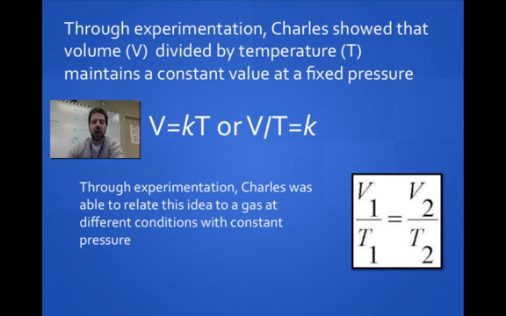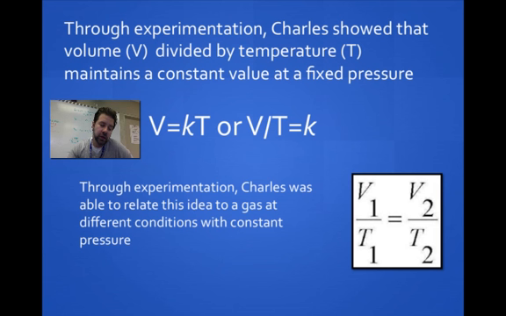So what we see is that Charles did a number of experiments, and he showed that volume divided by temperature remains a constant value at fixed pressure. So using some semi-complicated mathematics, he initially came up with the equation V equals K times T, where K is a constant value. But to simplify it, he divided the volume by the temperature to equal the constant, and that allows us to utilize that equation in a lot of different ways. And that's where we're headed here. We're going to learn how to solve problems given conditions of gases that utilize volume and temp.